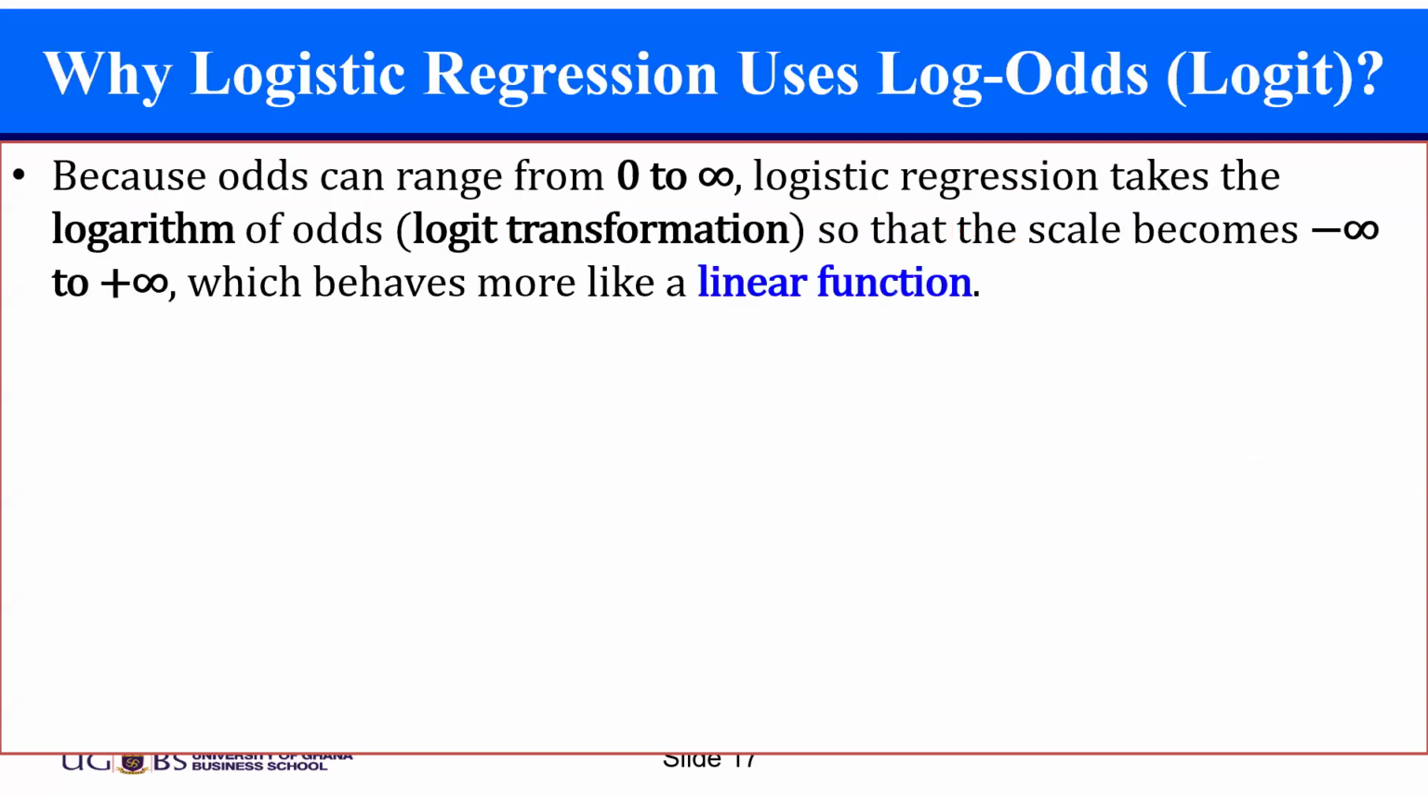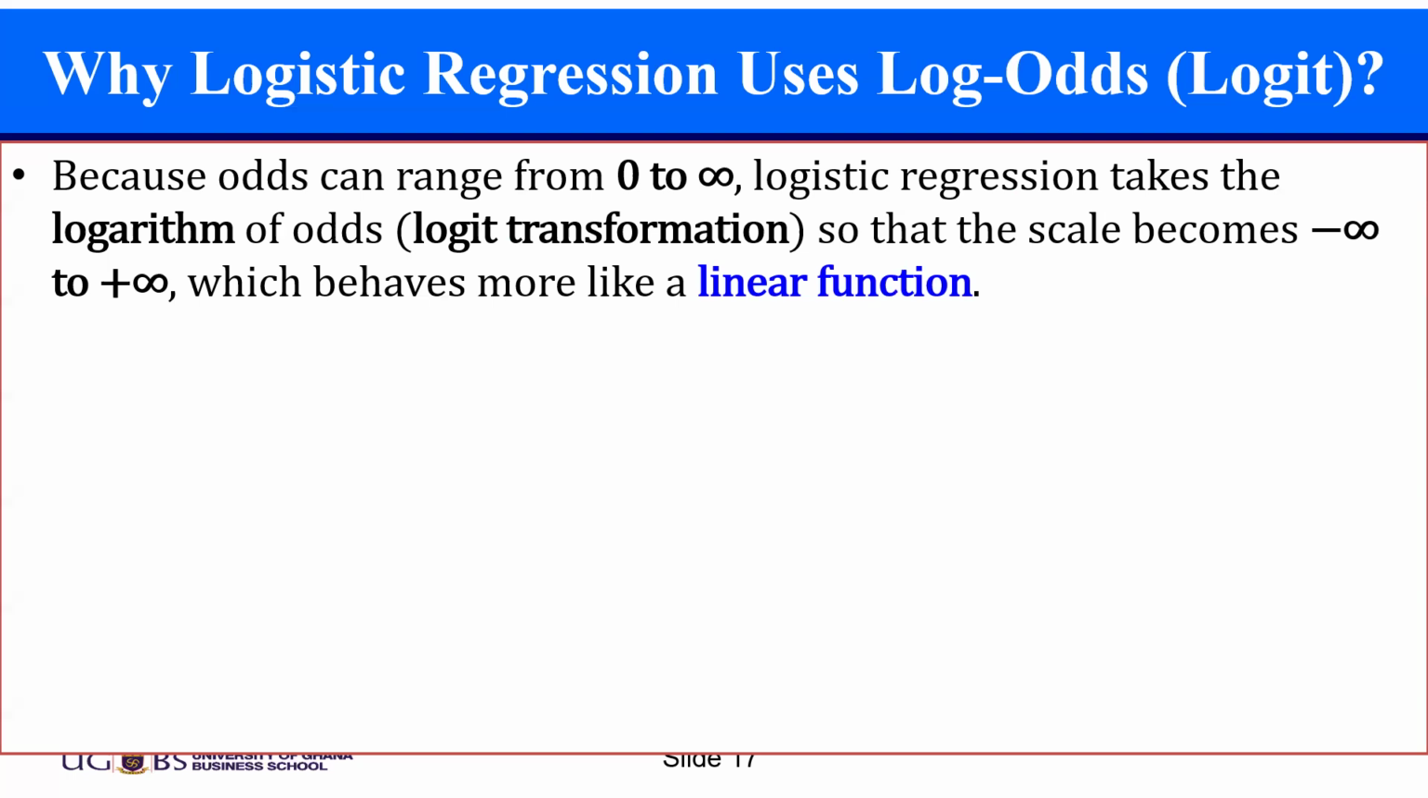Now, because it's between 0 and infinity, logistic regression will not be able to work with it. Because in logistic regression, the sigmoid function is between what and what? It's between 0 and 1. So ideally, you shouldn't have used the odds. You should have used the probability, but you can't use the probability. So what logistic regression will do is take the logarithm of the odds. Taking the logarithm of the odds is called logistic transformation.